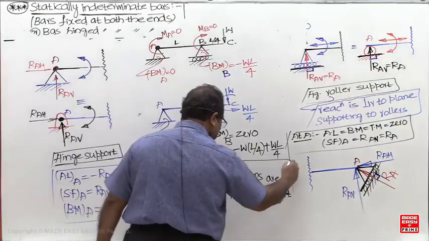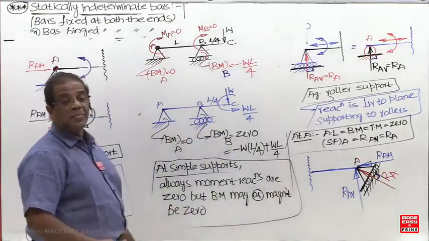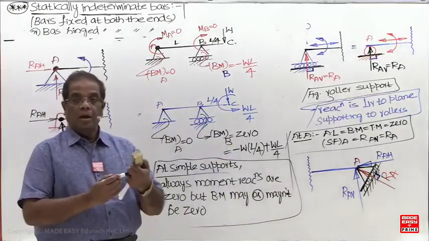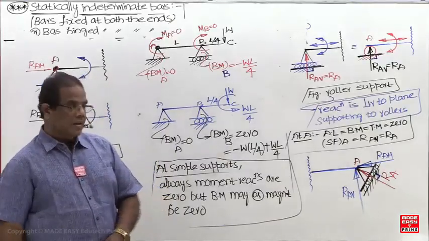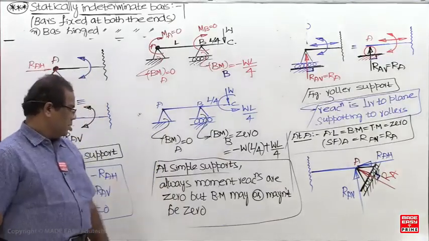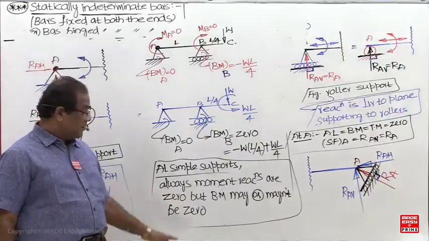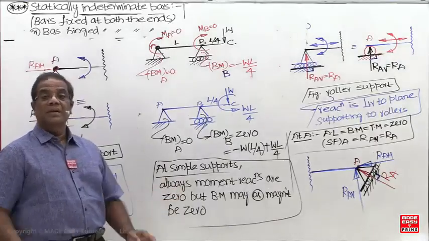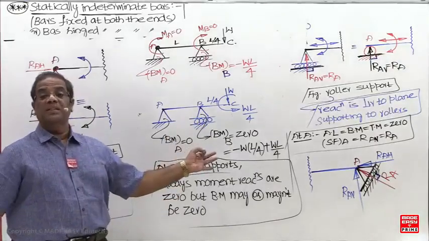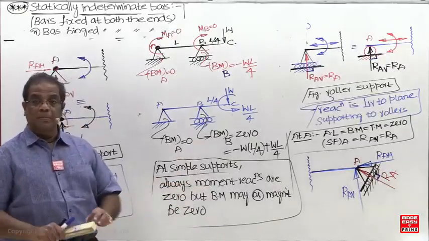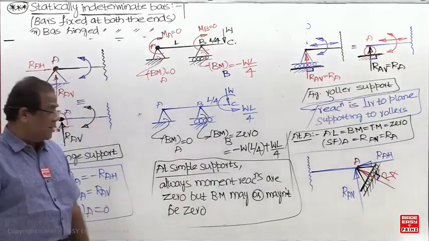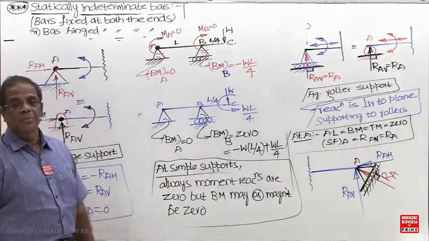What is the bending moment definition you have studied? Bending moment is the algebraic sum of the couples and moments. Both are going to be there. But at simply supported ends, both moment reaction and bending moment are 0.